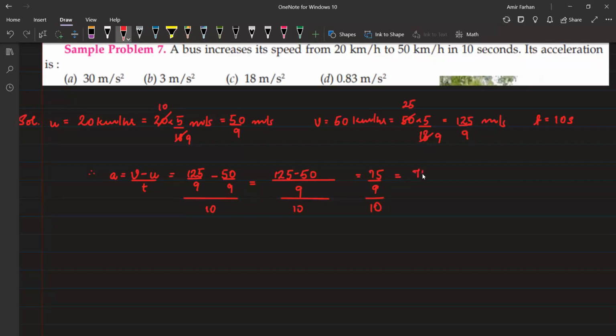So 75 by 9 into 10. This will cancel by 3 times, and 25 will cancel with 5 times, and 10 will cancel 2 times. So this is coming out to be 5 by 6. So it is coming out to be 0.83 meter per second square. This is the value. Is this clear to all of you or not? Please let me know once.